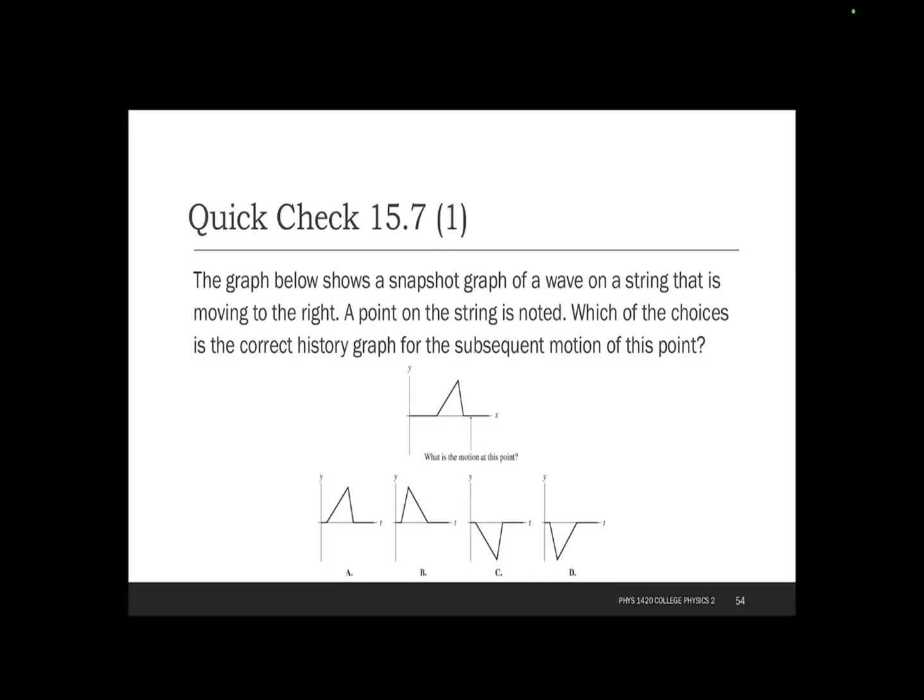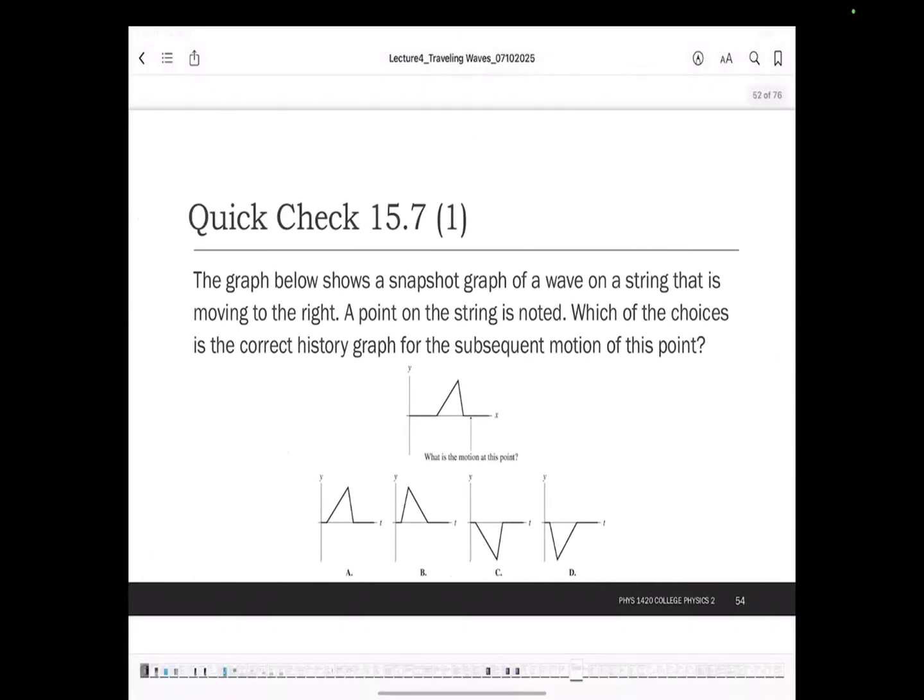Okay, let's quick check this problem. The graphic below shows a snapshot graphic of a wave on a string that is moving to the right. Sorry, you don't see the answer, am I right? Okay, and it moves to the right. A point on the string is noted. Here is that point. Which of the choices is the correct history graph for the subsequent motion of the point?